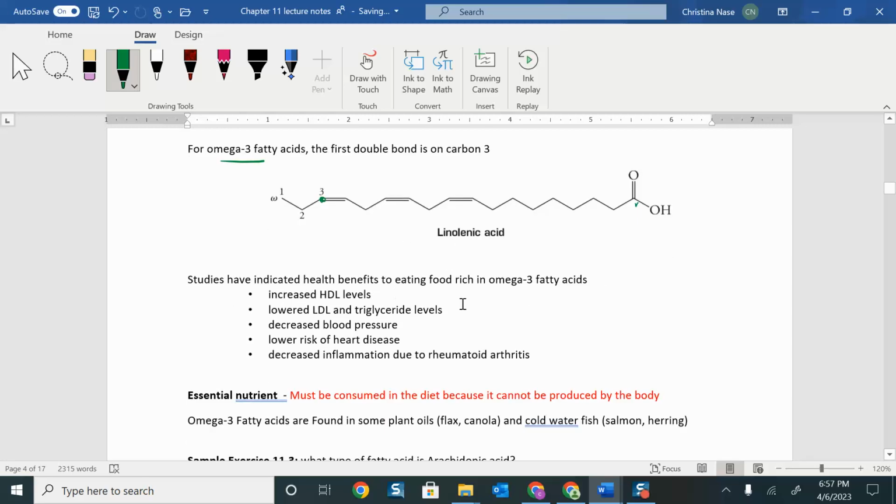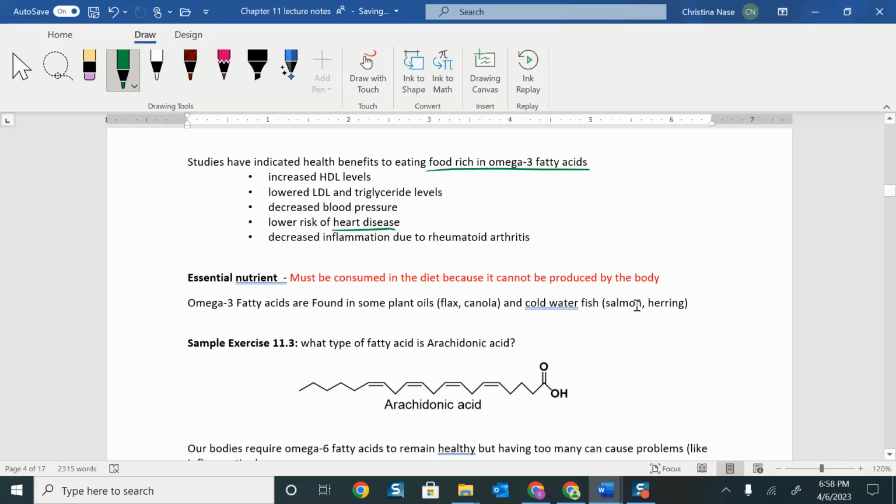These are some of the health benefits of eating foods that are rich in omega-3 fatty acids. It's going to increase your good cholesterol, HDL levels. That's your good cholesterol. LDL is the bad cholesterol. It lowers your bad cholesterol as well as your triglyceride levels. And we'll talk about triglycerides in a second. It also decreases your blood pressure, and when you do that, that's going to lower the risk of heart disease. So all of these things are benefits of eating foods that are rich in omega-3 fatty acids. It also decreases inflammation due to rheumatoid arthritis.